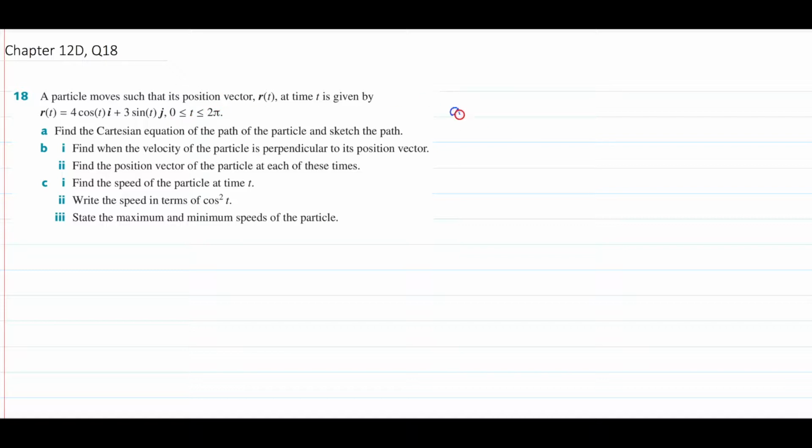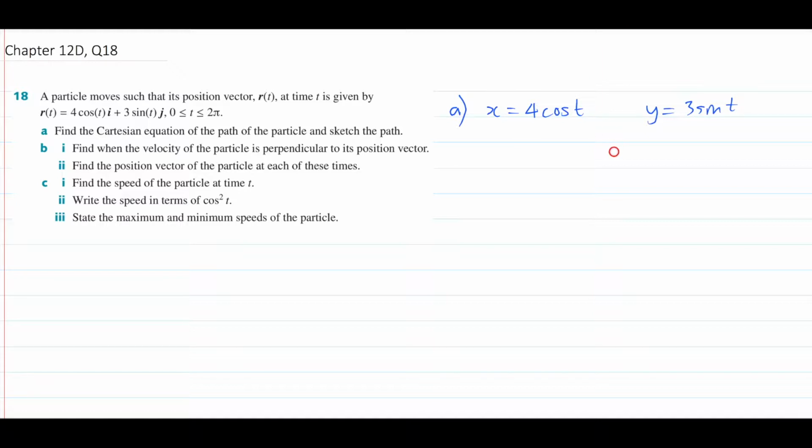Now let's answer part A: find the Cartesian equation of the path of the particle and sketch the path. Well, if you did 12A and B, guys, this is very simple. If you want to find the Cartesian equation of a position vector, or pretty much any vector, you just let x equal your horizontal function, so that's 4 cos t, and then you let y equal your vertical function, so that's 3 sin t.